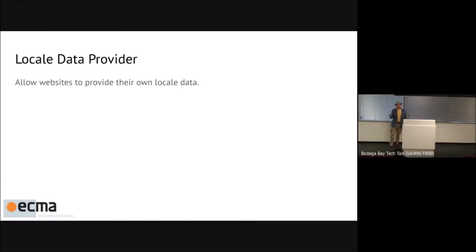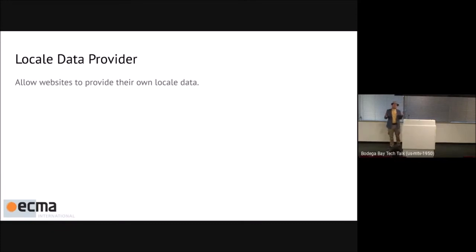So there are cases where the website might also want to provide their own locale data, not just what the browser provides. Another use case is that the website might want to guarantee a certain CLDR version. The website might want to say, we're running on CLDR 35, period, and they know that's going to work across all the platforms they're running on.